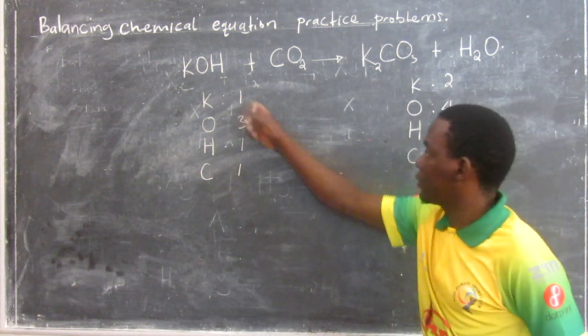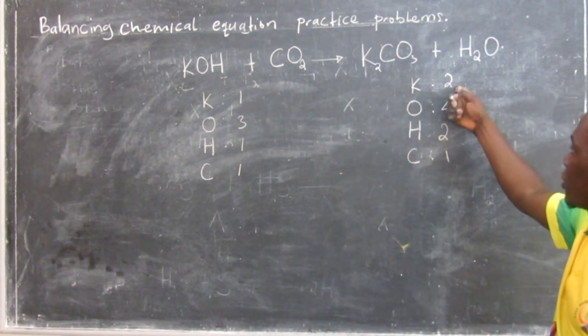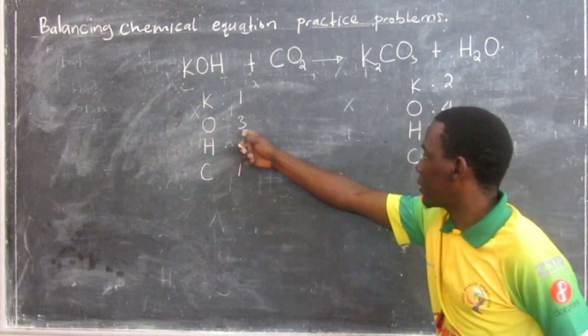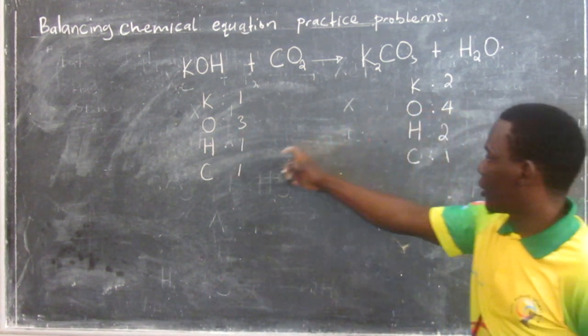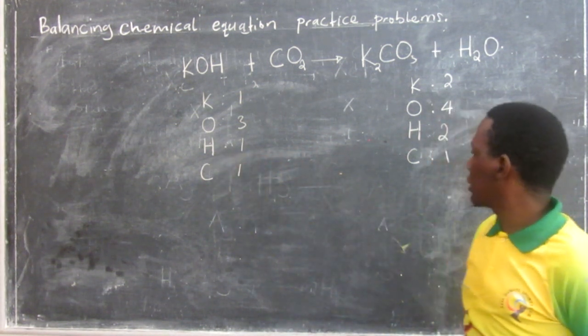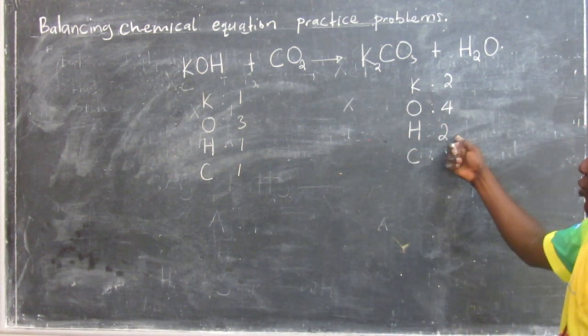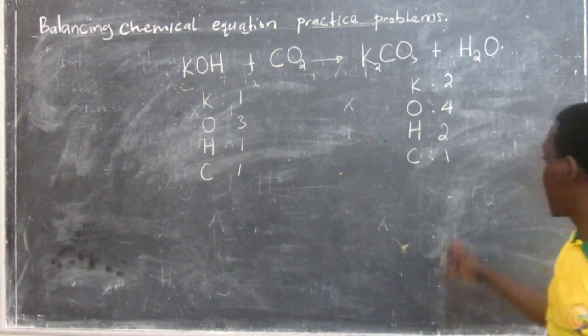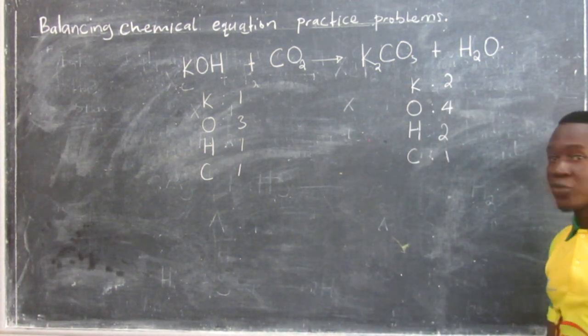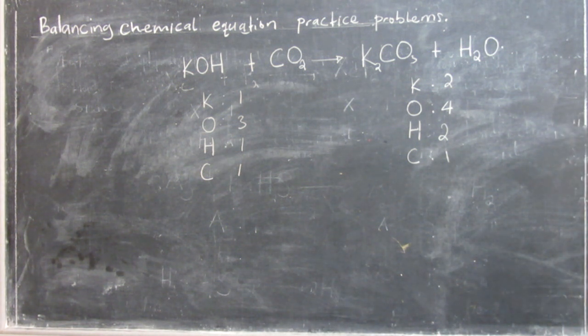Is it okay? Let's see. The potassium here is 1, and the potassium there is 2. The oxygen here is 3, plus the oxygen here it is 4. The hydrogen is 1, plus here the hydrogen it is 2. The carbon here is 1, plus here the carbon it is 1. Meaning that we need to find ways we can balance our equation.